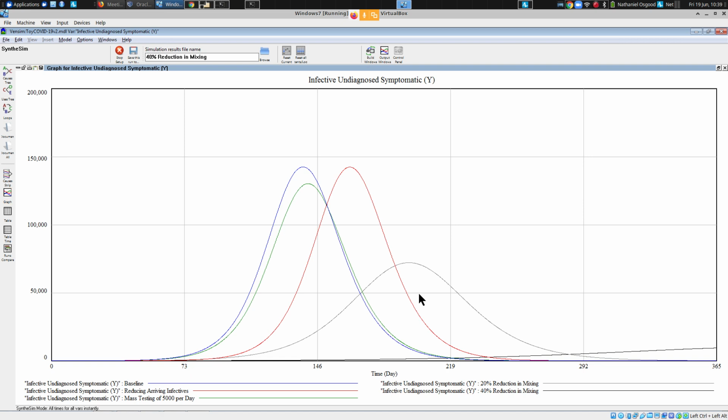I'll give you a hint. The peak is not even on the screen. Where is it? That really flat one at the very bottom right. Exactly. It's growing, but it's growing very, very slowly, and its peak doesn't even occur in this first year.